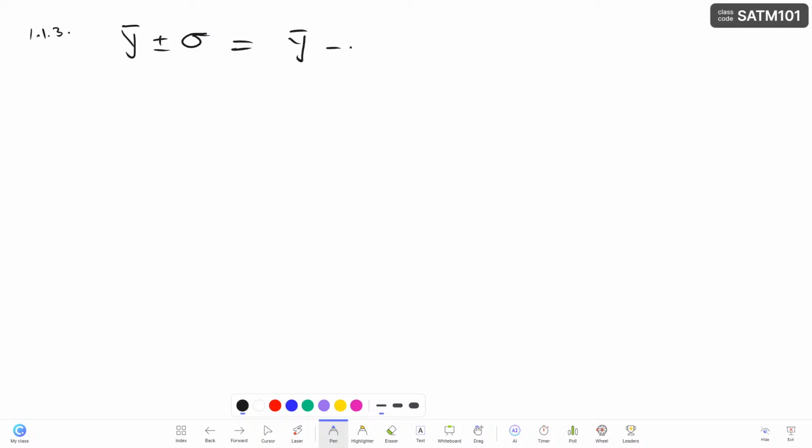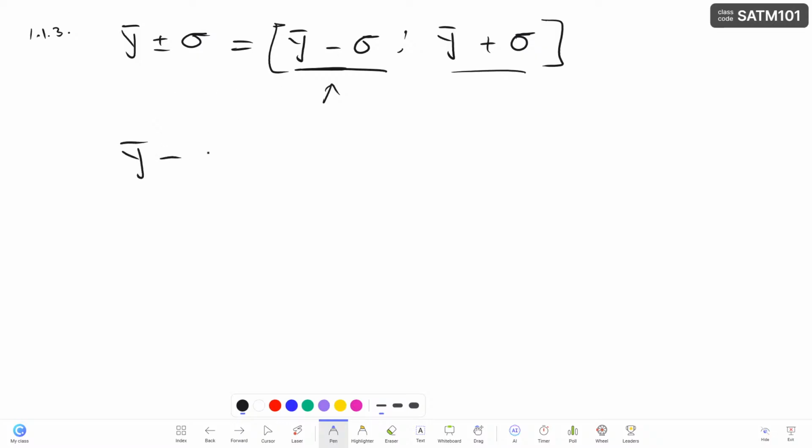As y bar minus 1 standard deviation, and the other one is going to be the mean plus 1 standard deviation. So what you need to know, this one is the one which is below the mean, and this one is the one which is above the mean. So you need to take this one and substitute the values in order to get 1.1.3. So you're going to use y bar minus 1 standard deviation, below the mean.